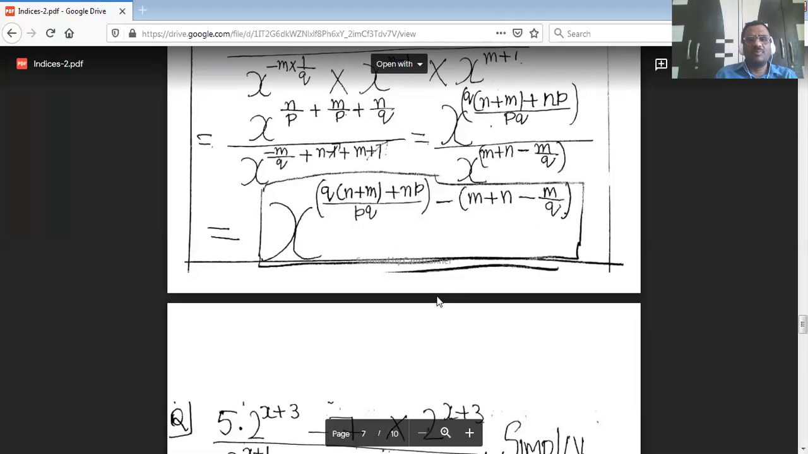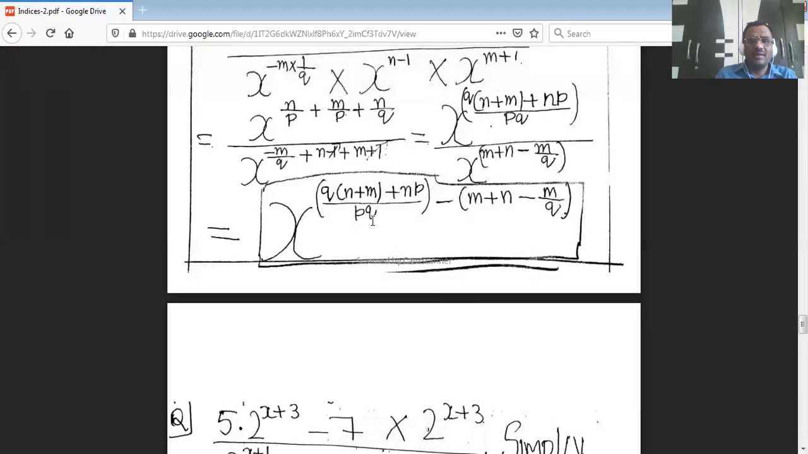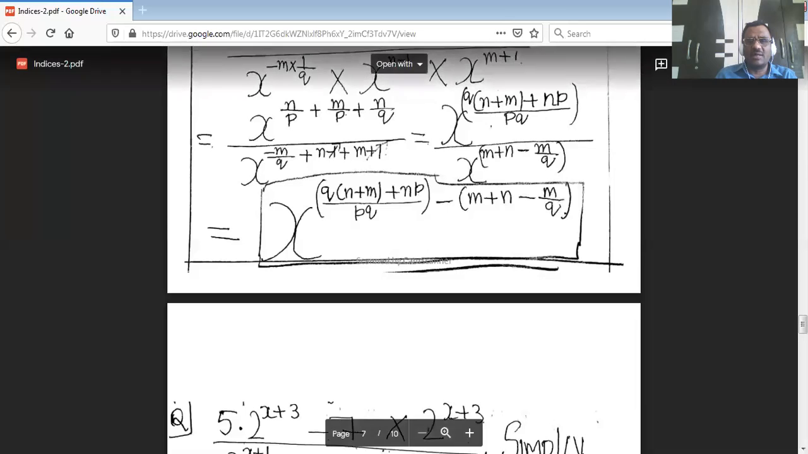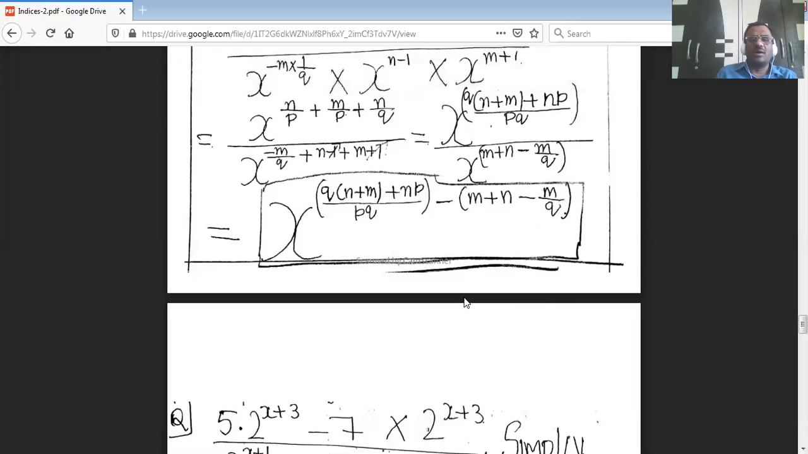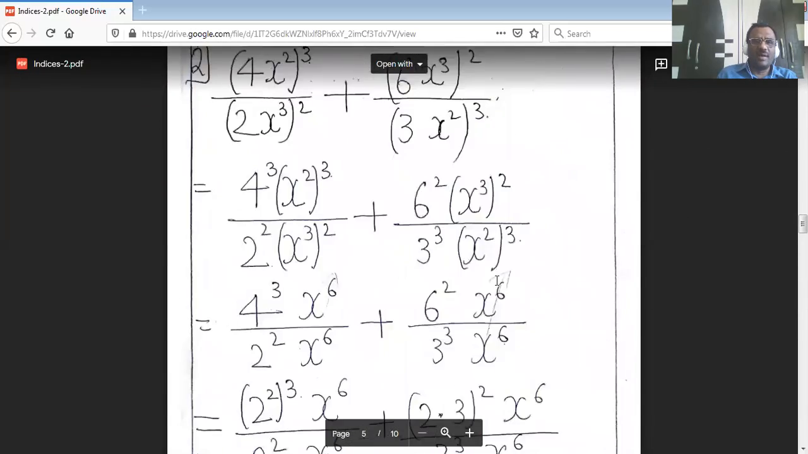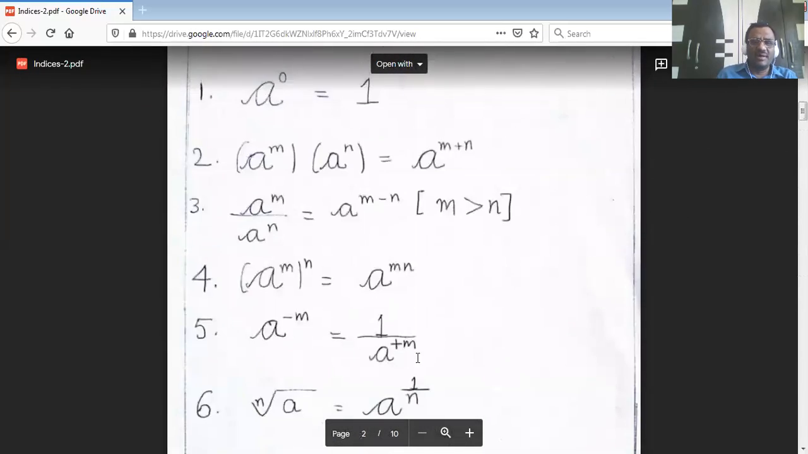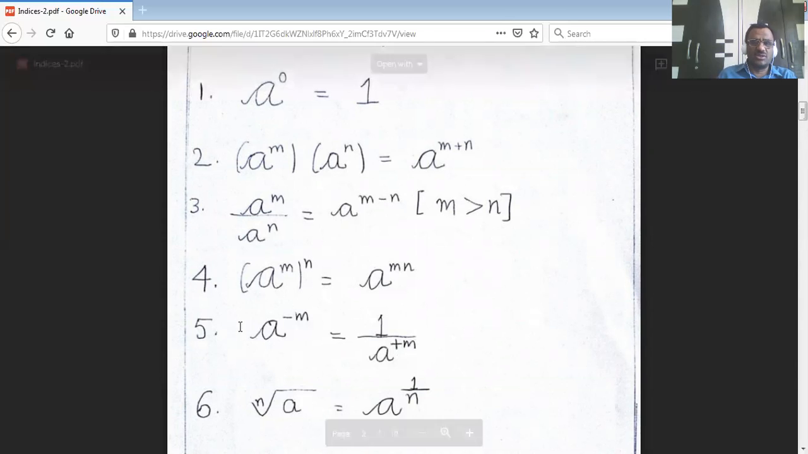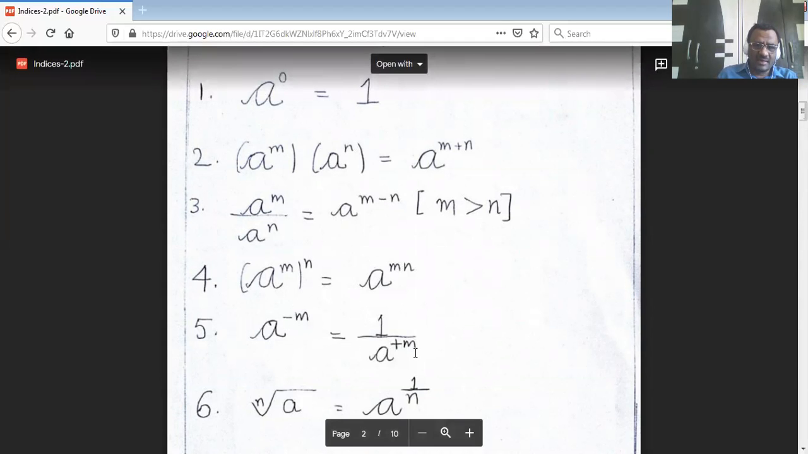Now this is x to the power of q into n plus m plus np divided by pq, and the denominator side goes to the numerator, and that changes the sign. They're saying that a to the power of plus m is equal to 1 by a to the power of minus m, or a to the power of minus m is equal to 1 divided by a to the power of plus m. Look at this law. You can use it in the reciprocal sense too. Here if it is plus, there it is minus; if it is minus, there it is plus. This is the law of reciprocals, and it explains the principle of reciprocity of your indices.